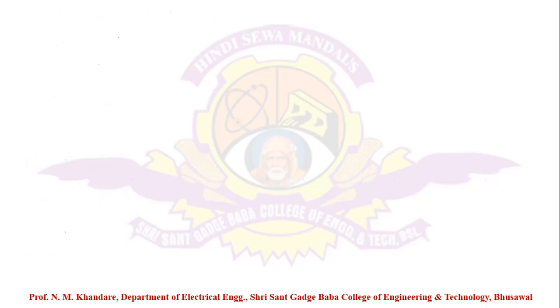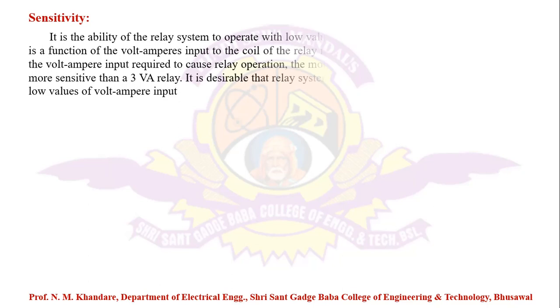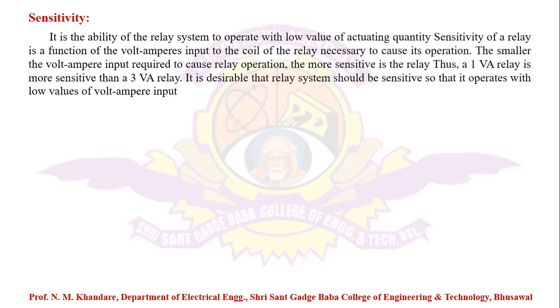Next is the sensitivity. Sensitivity is the ability of the power protection system to sense a small change or variation in the electrical parameters. So it must sense a small abnormality which is experienced by the power system. It is the ability of the relay system to operate with a low value of the actuating quantity.